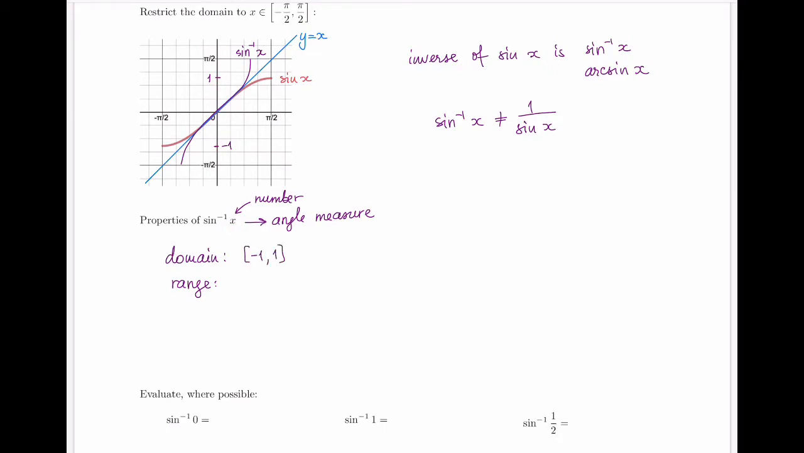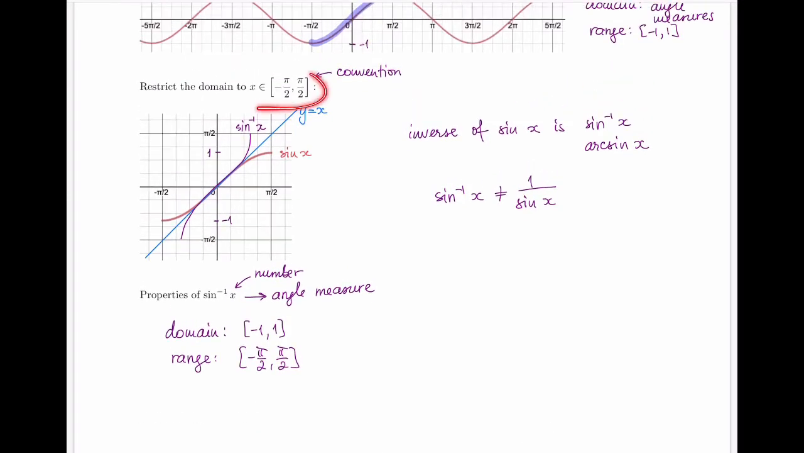The range of the inverse function are all the possible outputs that it can produce, so along the y-axis, and we can see here that it's going to be everything from negative pi by 2 to pi by 2. So this is going to be the range. And again, this is consistent with the restricted domain of the sine function that we had to take because of the horizontal line test, as well as the range of the sine values.